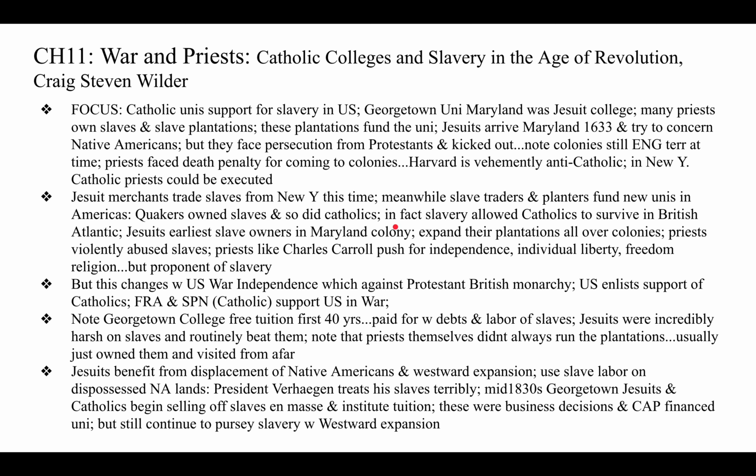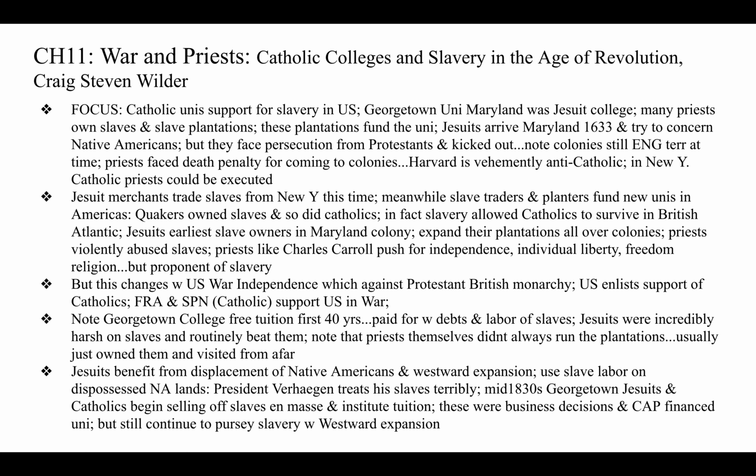As I write here, in fact, slavery allowed Catholics to survive in the British Atlantic. So they're heavily involved in slavery. Many famous Catholics, like Charles Carroll, pushed to end discrimination against themselves and called for independence, individual liberty, and freedom of religion, yet they simultaneously supported slavery. They did not apply those arguments that they made for themselves to slaves.